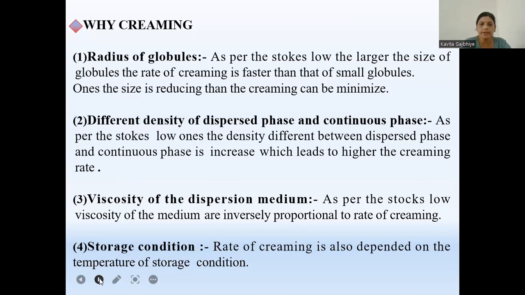Storage condition: the rate of creaming also depends on the temperature of storage. We have already covered that in the cracking process too, because as temperature increases, the viscosity of the dispersion medium and dispersed phase goes down. So it is very necessary to balance the viscosity of both media for proper consistency, proper storage, and proper manageability of the emulsion system.